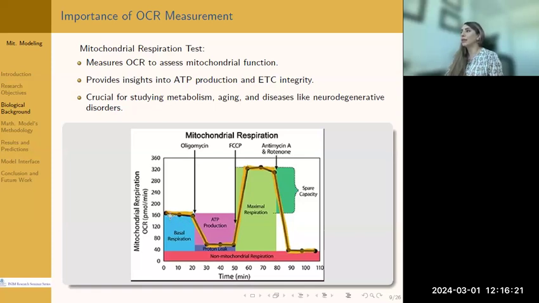As can be seen, typically OCR decreases in the oligomycin phase due to inhibition of ATP synthase. It increases as FCCP uncouples oxidative phosphorylation, allowing protons to freely flow across the inner mitochondrial membrane, and it drops to a near zero level as antimycin A inhibits complex 3 and halts mitochondrial respiration.